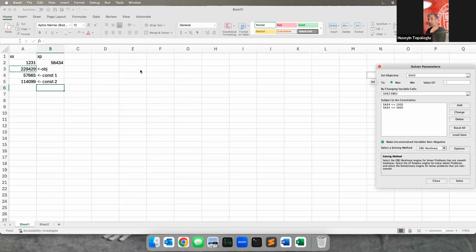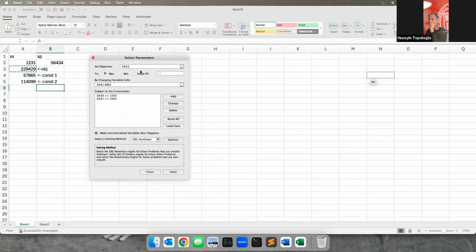Let's say cancel to get out of this. So then our solver looks like this. Our objective function is included in cell A3. We're maximizing that objective function. Our decision variables are in cells A2 to B2. And our constraints are A4 is less than or equal to 1000, and A5 is less than or equal to 1600. And there is this checkbox here that says make unconstrained variables non-negative. Since this checkbox is checked, automatically all decision variables are going to be constrained to be non-negative.